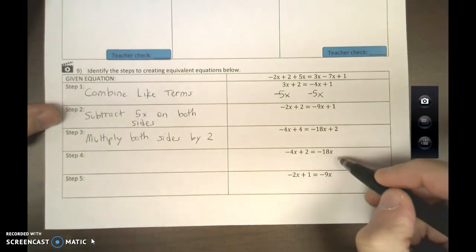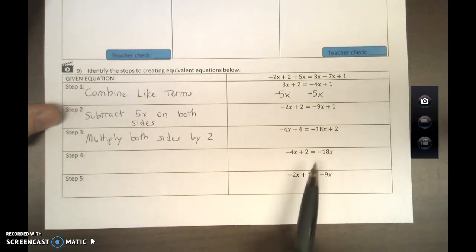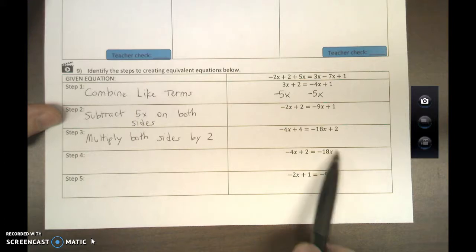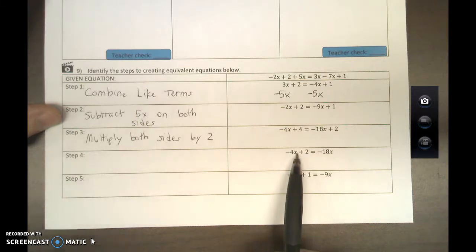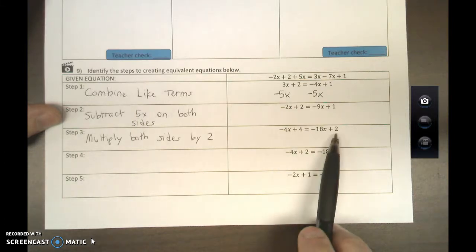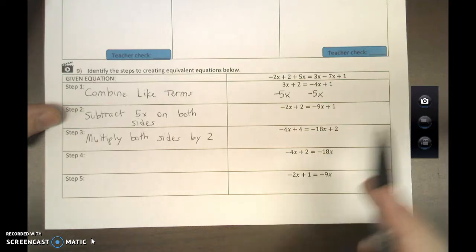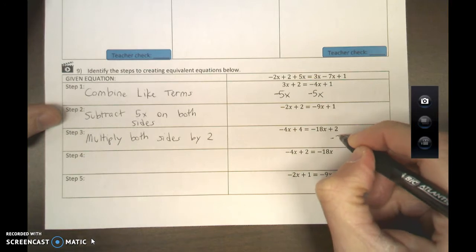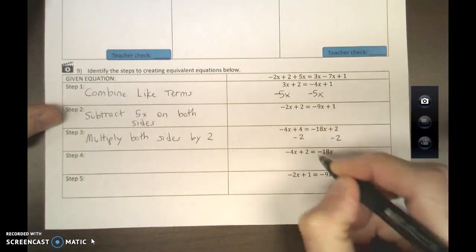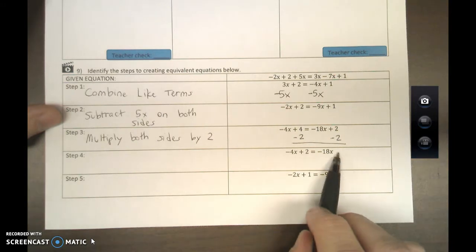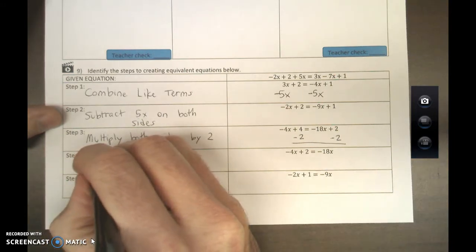Now for my next step, I'm noticing on this side that the 2 has gone away. The negative 18x hasn't changed, the negative 4x hasn't changed. So there's no multiplying or dividing, but the 2 is gone, and this decreased from 4 to 2. So what makes sense to me here would be that I'm subtracting 2 on both sides. Because when I subtract 2, that's where 0 comes from, and that's why there's no term here. So it looks like I'm subtracting 2 from both sides.